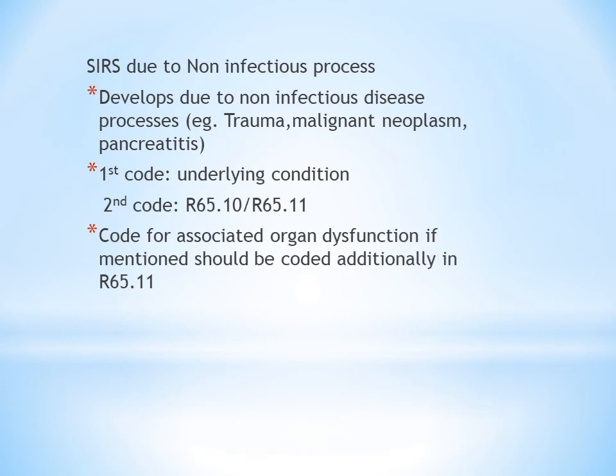Here R65.10 is SIRS without acute organ dysfunction and R65.11 is SIRS with associated acute organ dysfunction. So if the condition is R65.11, that is systemic inflammatory response syndrome due to non-infectious process with associated organ failure, you have to additionally code for the associated organ failure.